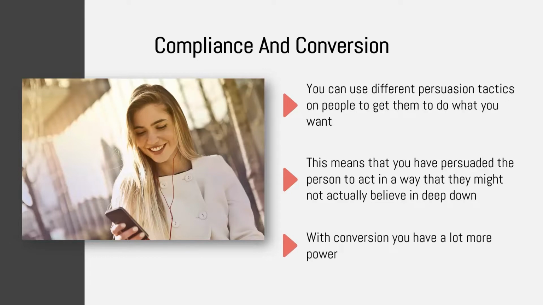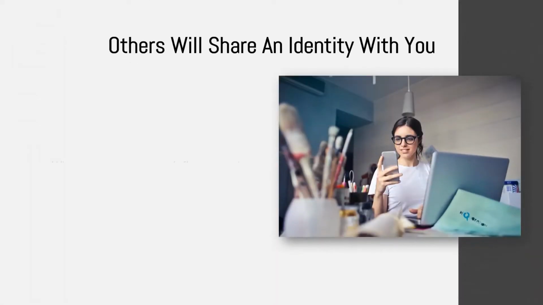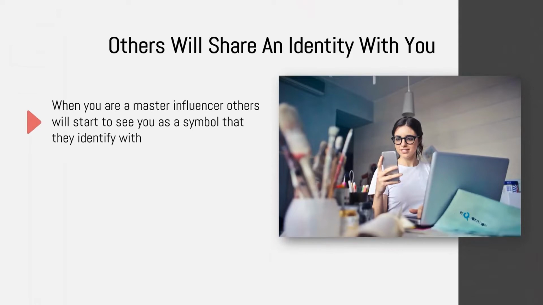As a master influencer, you can actually change the belief systems of others. When you achieve this, they will buy into your message and all of your subsequent messages. Even if you have nothing to say, they will still follow you. Others will share an identity with you. When you are a master influencer, others will start to see you as a symbol that they identify with. This is much more powerful than just sharing a message with others. By sharing your identity with others, it will become an element of their identity as well.